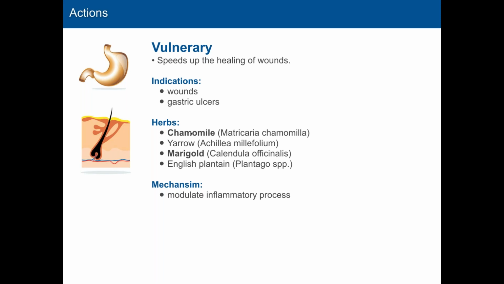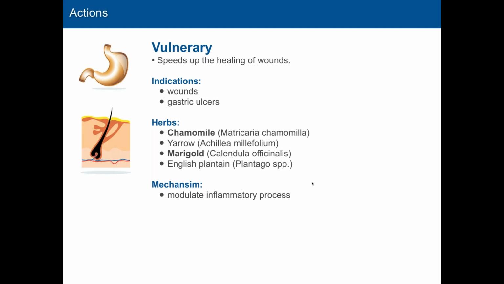Yarrow is a herb that has similar phytochemicals that you get in chamomile, but it has more of an astringent action associated with it, and it's used to arrest bleeding as well, but it does have wound healing properties. And it was used by the ancient Greeks for battle wounds and lacerations and cuts and burns to stop bleeding and to speed up the healing. Marigold is a classic first aid remedy for burns and cuts. It doesn't stop the bleeding, but it helps speed up the healing of the wound, and it can be used for ulcers, both internally and topically. And then English plantain, there's a few different species of plantain that can be used, but it's used both internally and topically for wound healing as well.